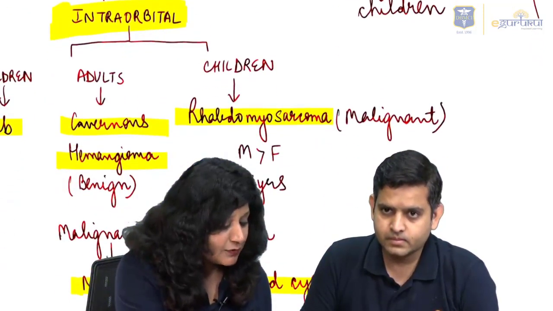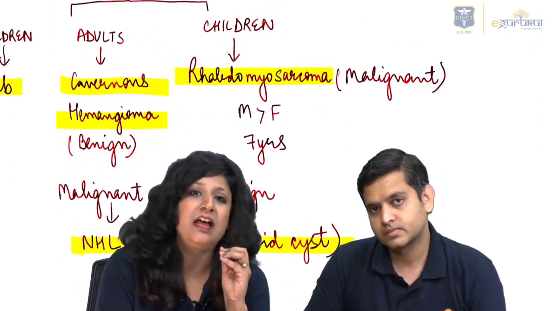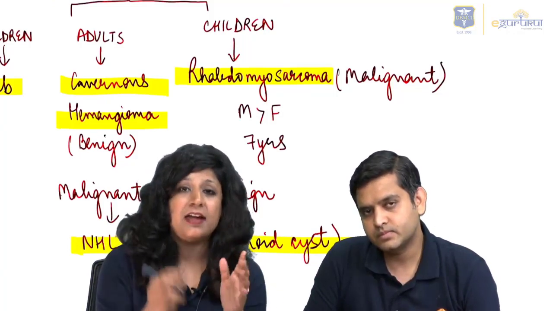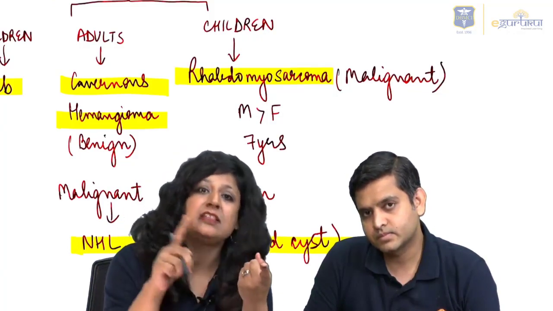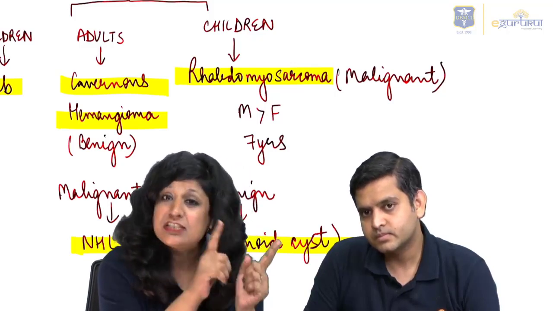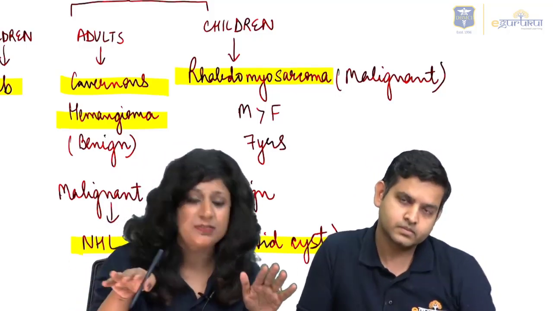So if I talk about the rhabdomyosarcoma, now this is again a very mimicking kind of tumor, though it is malignant, and always remember, like the malignant melanoma, this is also more common in males. That was 70 years, this is 7 years. Now always remember 7 and 70, it is more common.